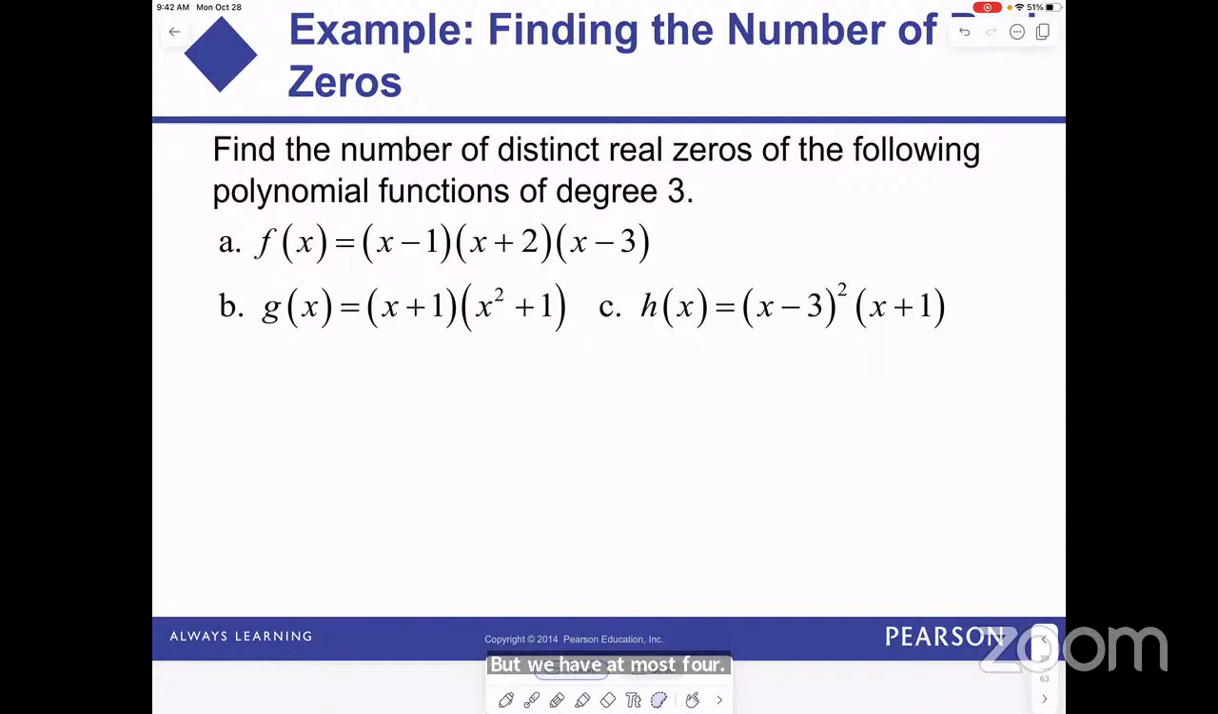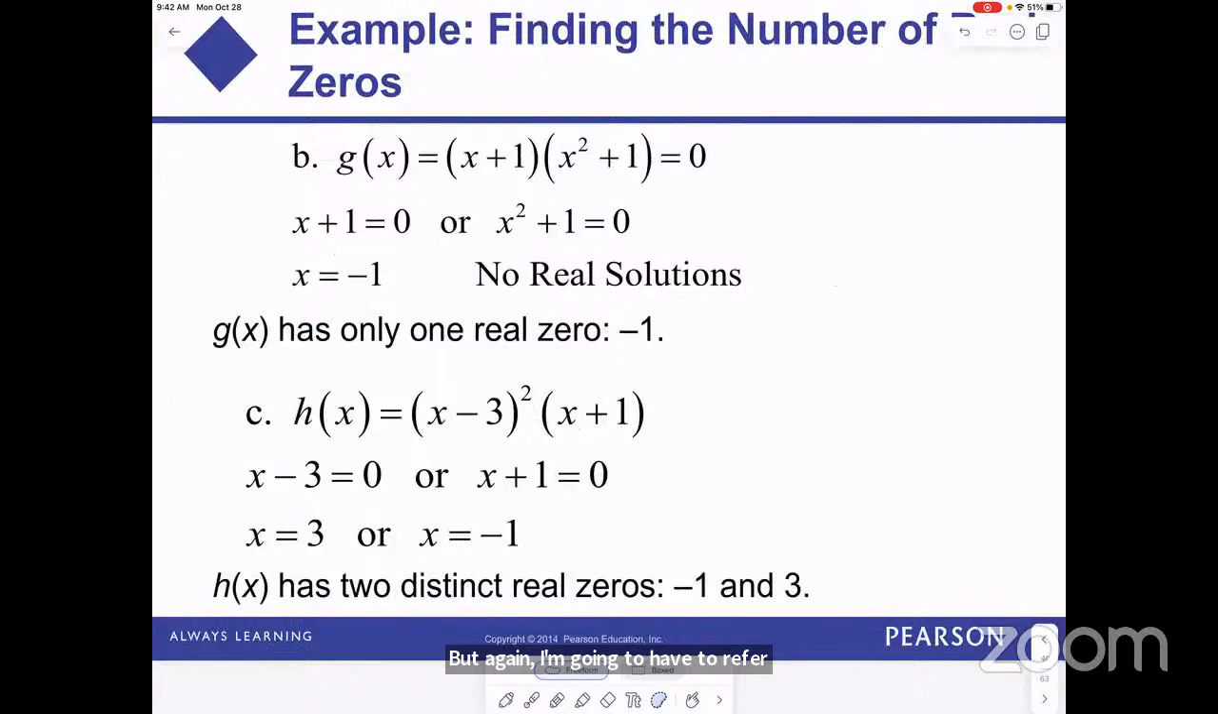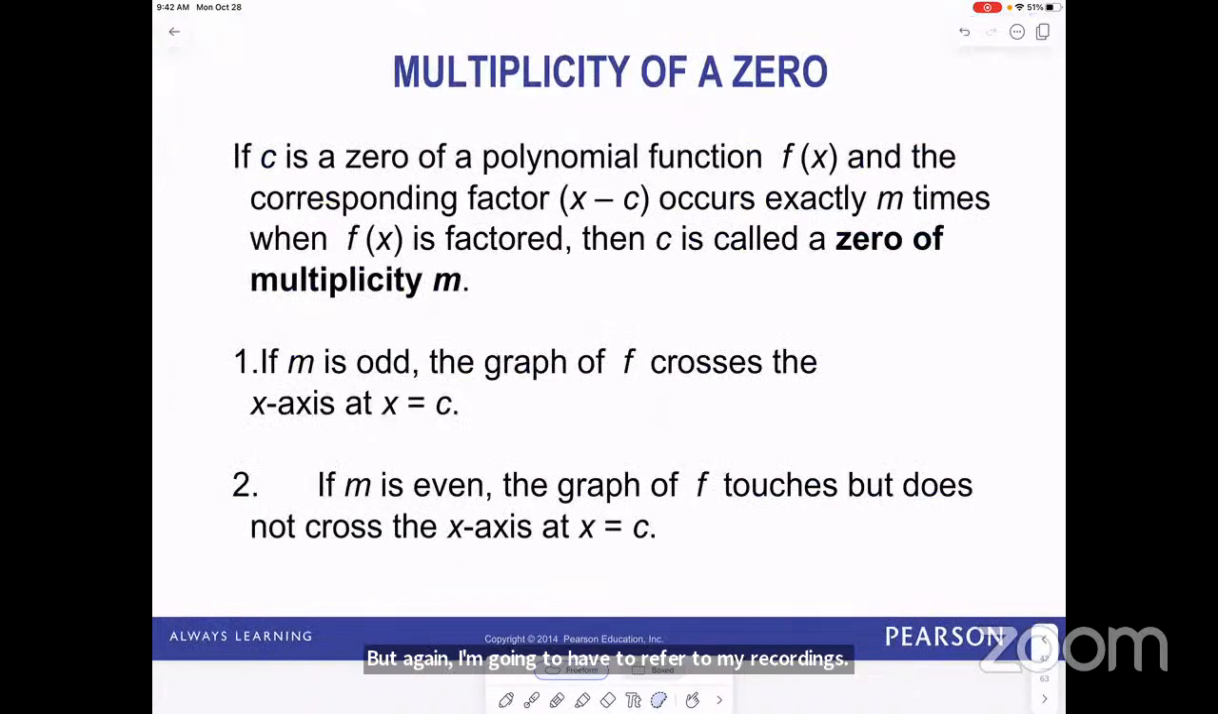Find the number of distinct real zeros of the following. With these examples, we got lucky because they're already factored, so we don't have to factor them ourselves. We can quickly identify the number of distinct real zeros. But again, I'm going to have to refer to my recordings. And then multiplicity of a zero.